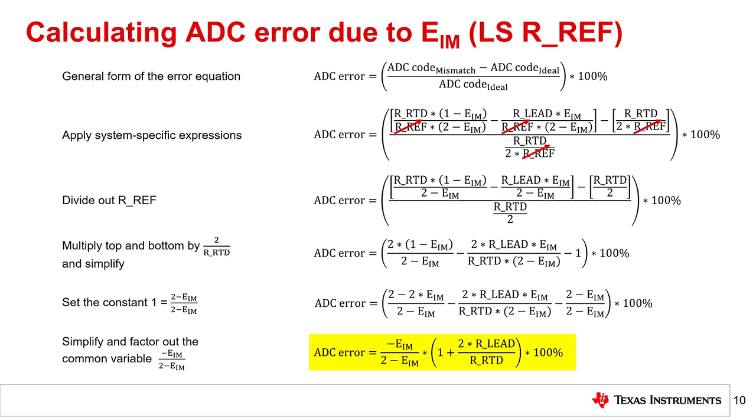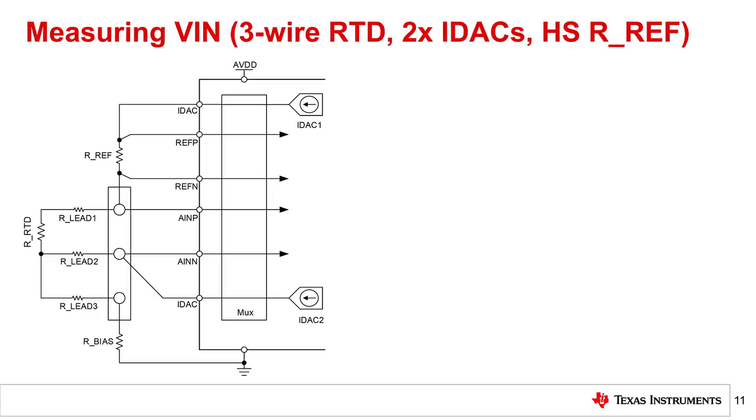Let's now review how this analysis changes when using a 3-wire RTD, 2 IDACs, and a high-side RREF. Then we will be able to quantitatively compare the error equations for a low-side and high-side RREF. Shown on the left is a 3-wire RTD measurement system that uses 2 IDACs and a high-side RREF. As before, let's see how the current flows from each IDAC through the circuit and to ground. The current from IDAC 1 is highlighted in red, which follows the same path as the 3-wire RTD using 1 or 2 IDACs and a low-side RREF.